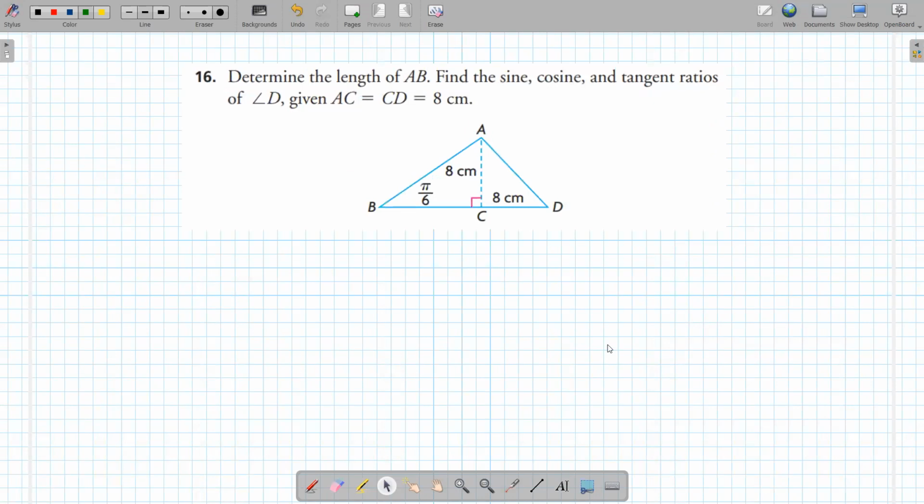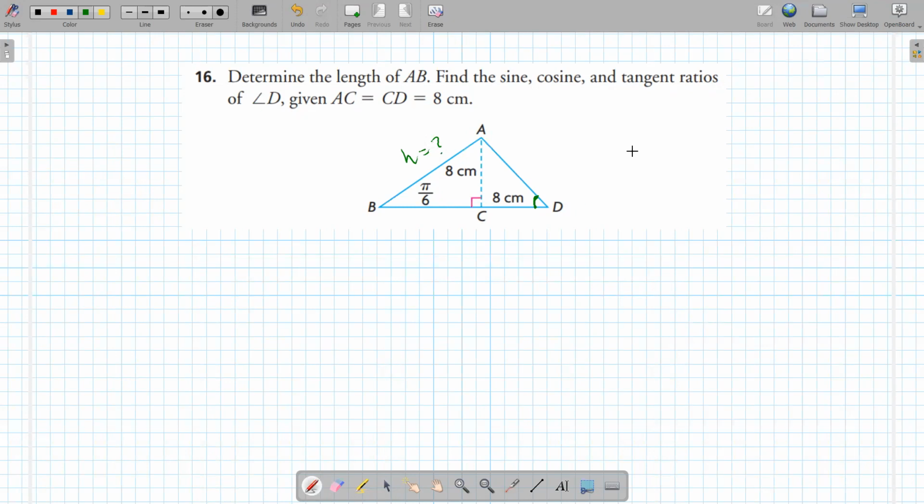Let's look at this one. What are they trying to find? They're trying to find the sine, cosine, and tan ratios of angle D. So the angle D is right here. Determine the length of AB is the first question. So that's our hypotenuse.